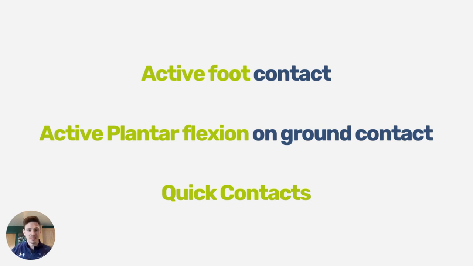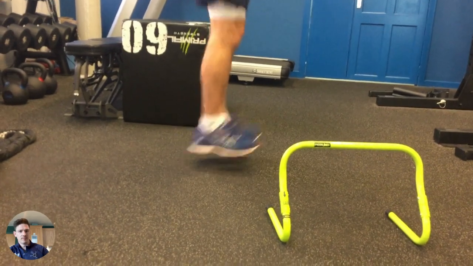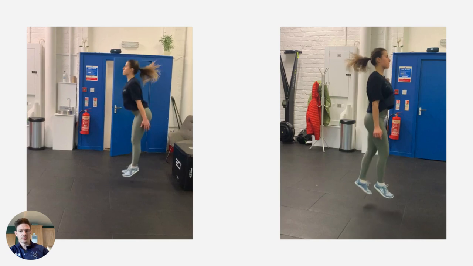The key thing is there's active foot contact. Instead of that foot just landing and sticking, we're now going into the next one. There's active plantar flexion on the ground as you contact. So that foot is not just static, it is pushing down towards the ground so that when it meets the ground, there's an active contraction so that it's stiffer. So we're going back to that stiffness idea. And quick contacts would be the thing that we're thinking about on these. An example of these would be things like our pogos.